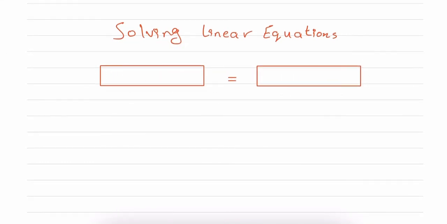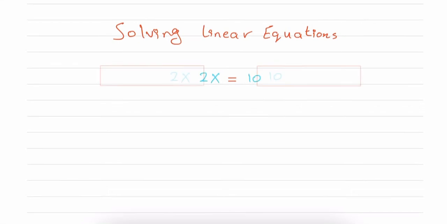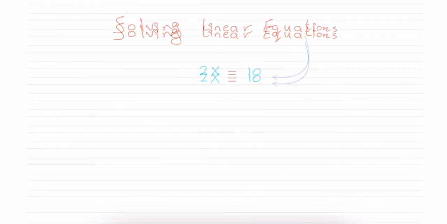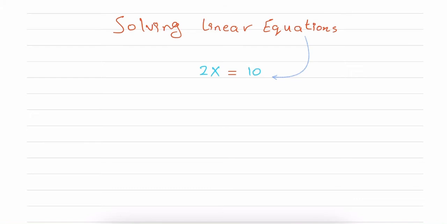In algebra, this means if we have 2x on the left side and 10 on the right side, this means the two sides are equal. This was the meaning of the word equation here. About the word linear, this means that you have x to the power of 1, as you can see here.